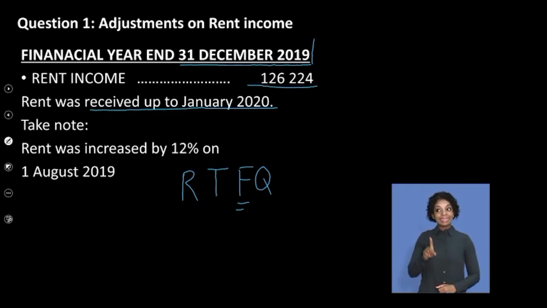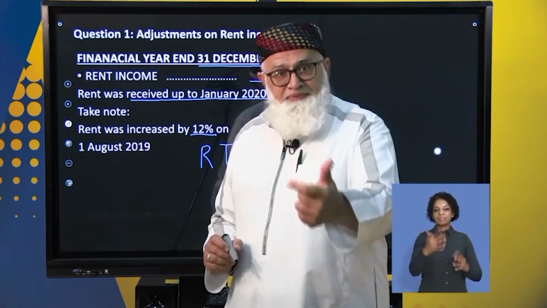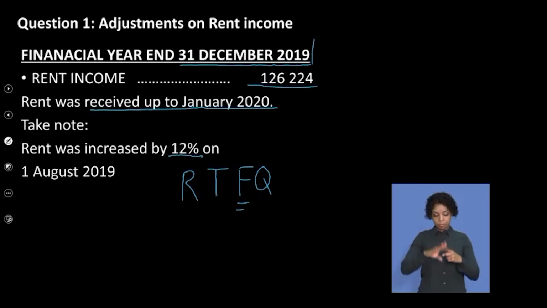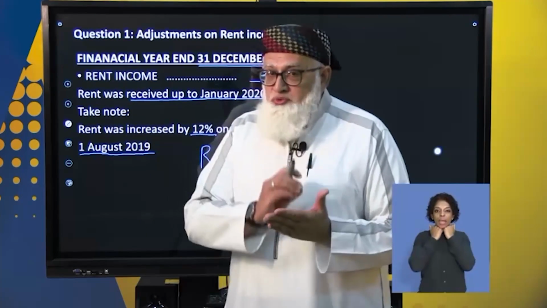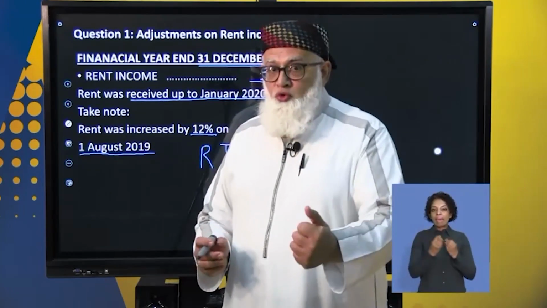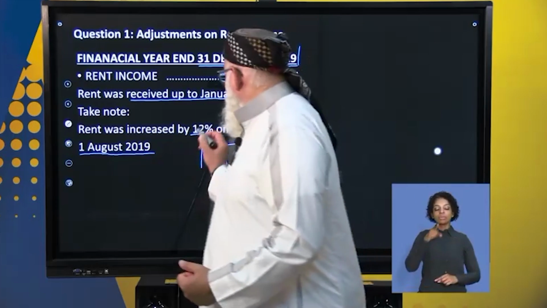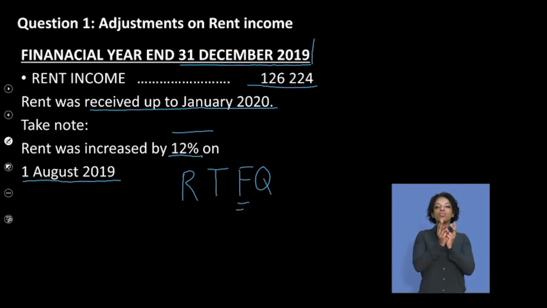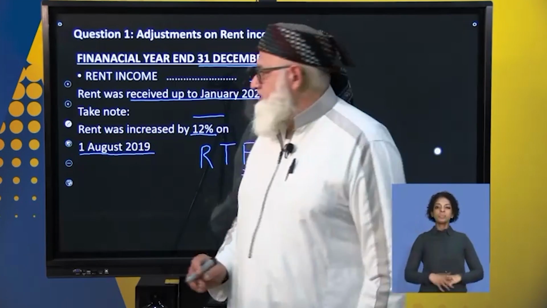They're telling you that rent was increased by 12%, so the percentage increase is given to you, okay? And step number two, you are told that it was increased on the 1st of August 2019. So clearly you can see, you do not know what was the rental per month before the increase, right? What you do know is that the rental was increased by 12% when? On the 1st of August 2019. Got it? Now, how do we go about answering this particular adjustment?